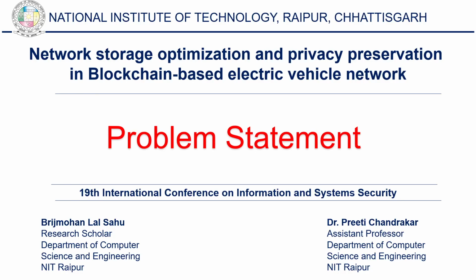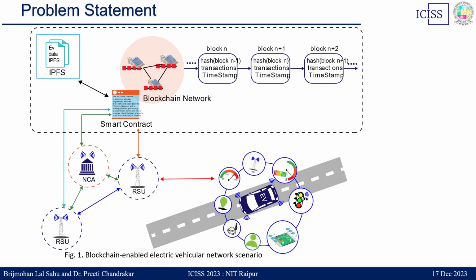Problem statements. While going through some literature works, we figured out some problem statements. The first one is related to storage. As you can see, this is a blockchain enabled electric vehicle network where an electric vehicle has different kinds of sensors.